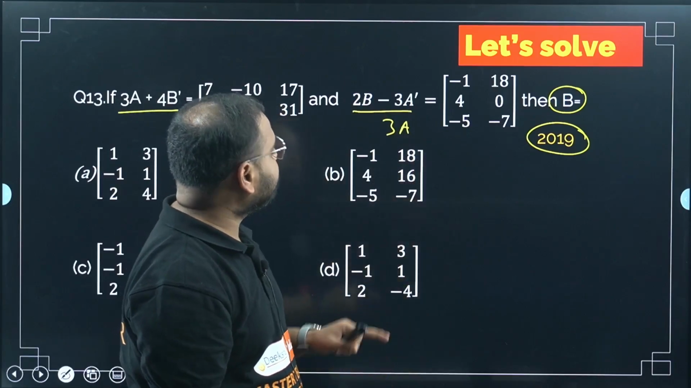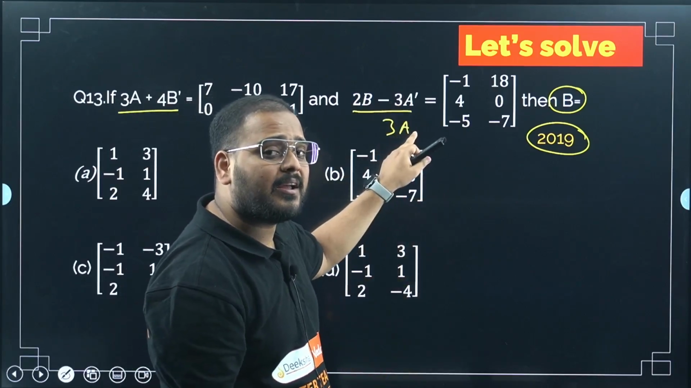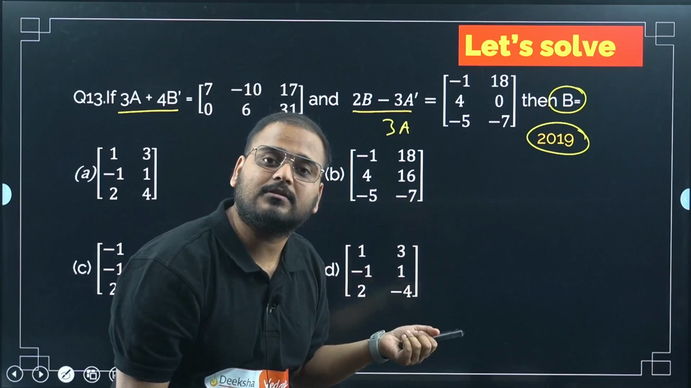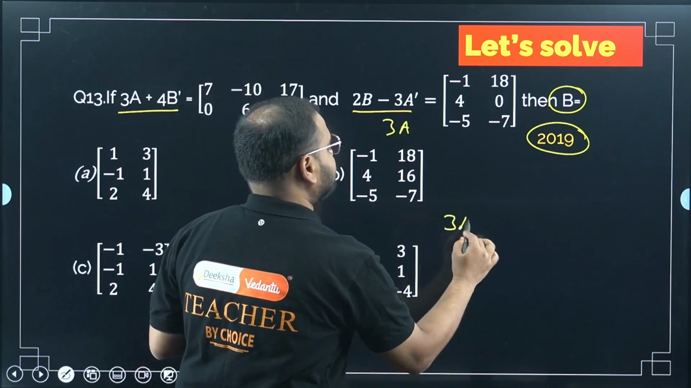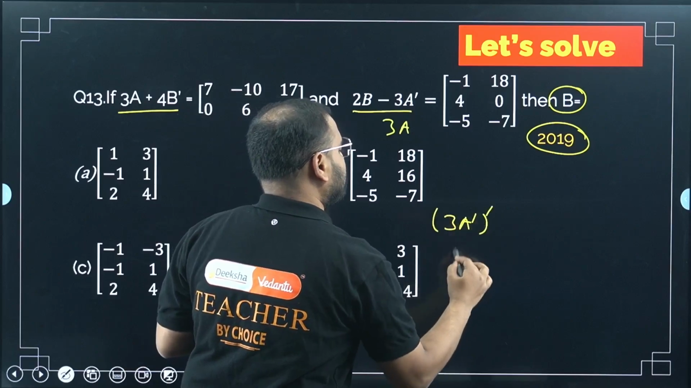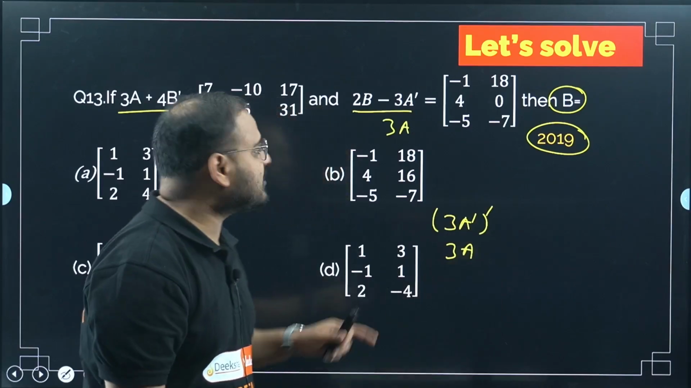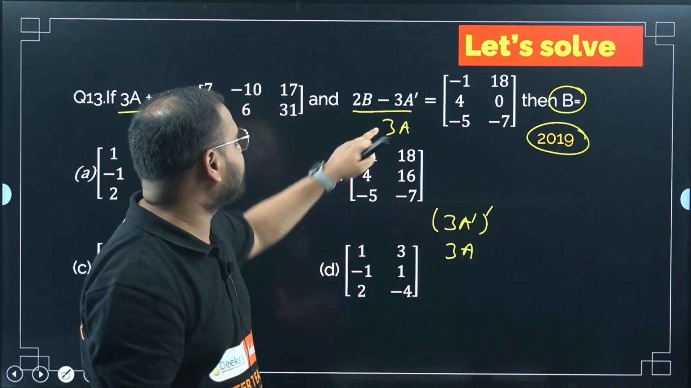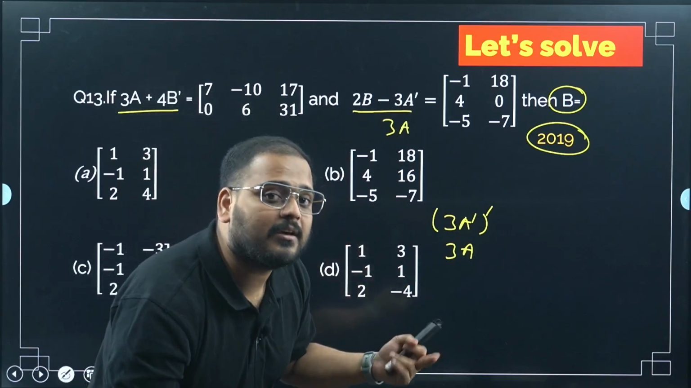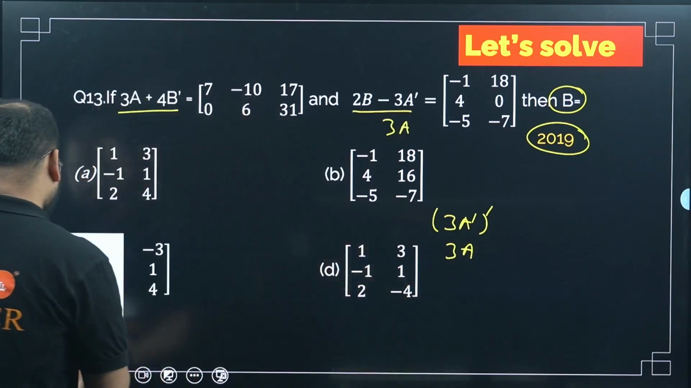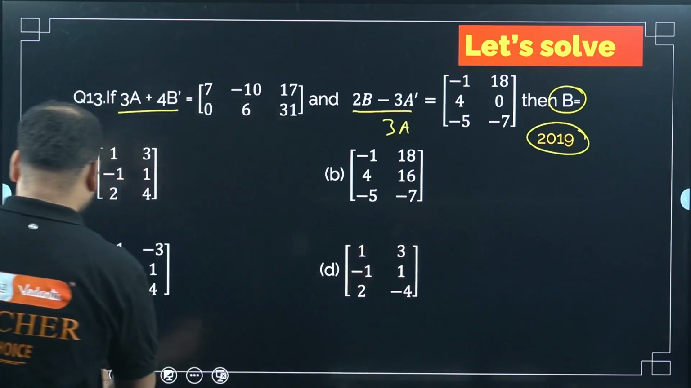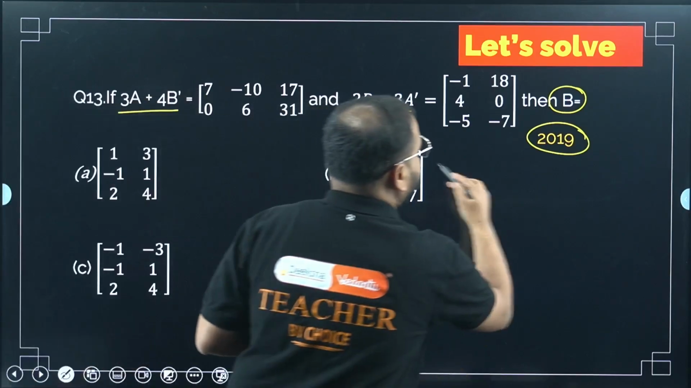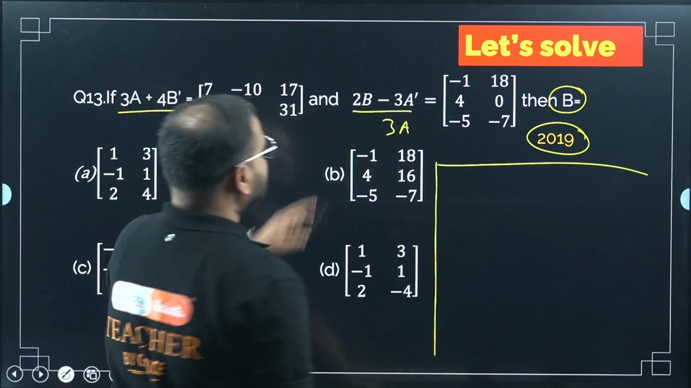Can I make 3a dash into 3a? Yes, sir, by taking the transpose. Simply take the transpose and it will become 3a. So yes, there is a way. What I need is 3a, and there is a way to get 3a. Let us apply that method. How will that look? Please check.